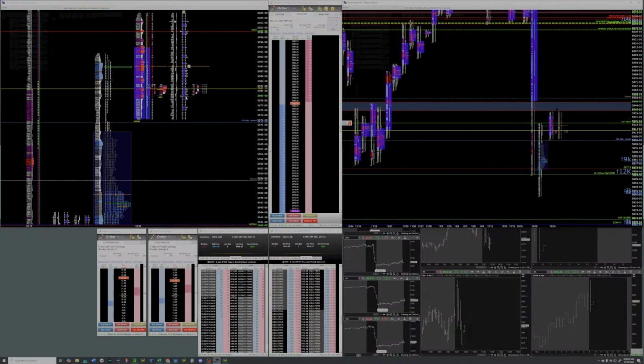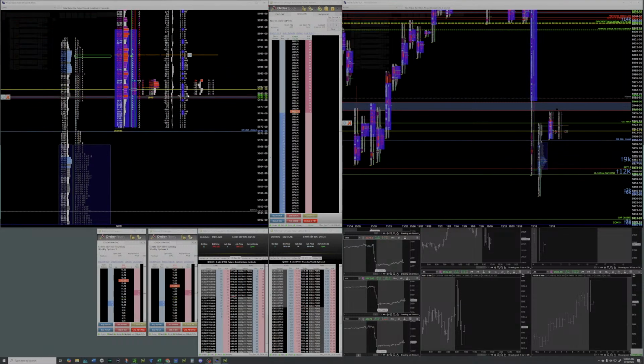Look at that. Look at this, look at what happened here. Look at this number here. This is low volume actually. This is low volume here.